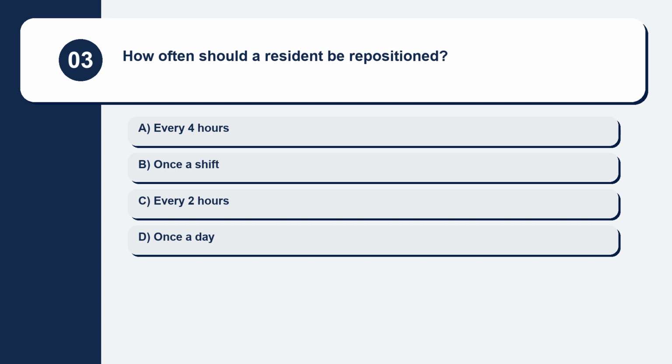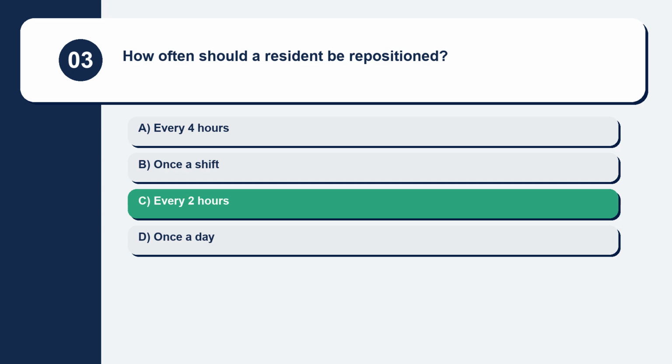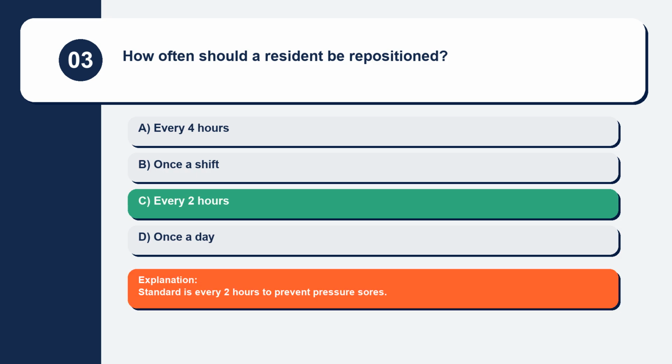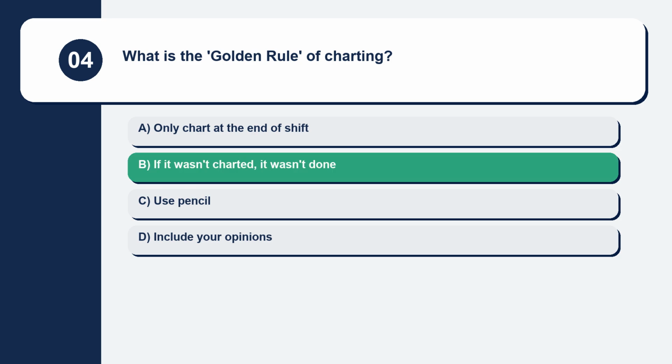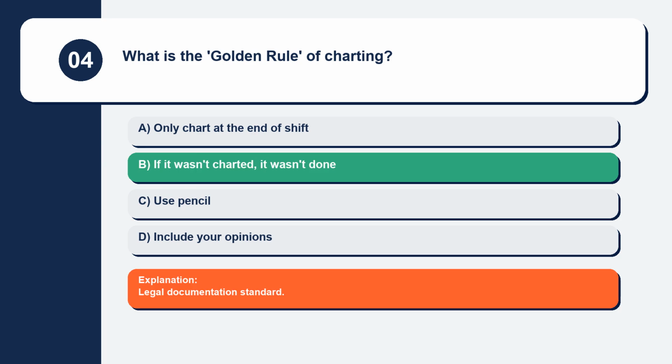Question 3. How often should a resident be repositioned? Every 4 hours, once a shift, every 2 hours, once a day. Standard is every 2 hours to prevent pressure sores. Question 4. What is the golden rule of charting? Only chart at the end of shift. If it wasn't charted, it wasn't done. Use pencil. Include your opinions. Legal documentation standard.